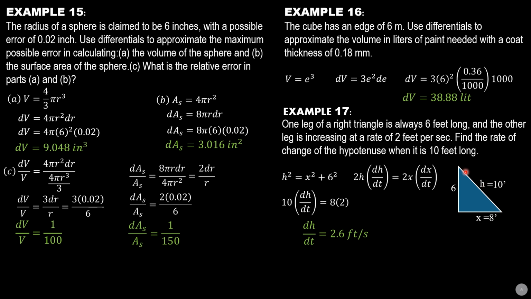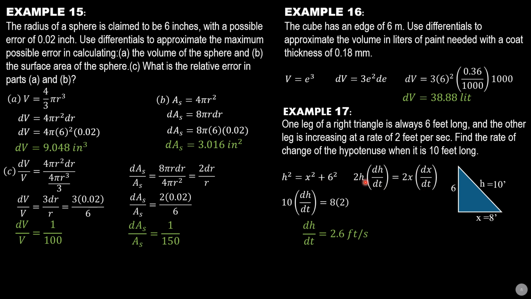So this is the hypotenuse. This is one leg, which is fixed at 6 feet, and this is the other leg, which is changing. I'll call that x. By the way, these two legs can be interchanged; the answer would be the same. So the hypotenuse squared, by the Pythagorean theorem, equals x squared plus 6 squared. Differentiating, 2h dh/dt equals 2x dx/dt.